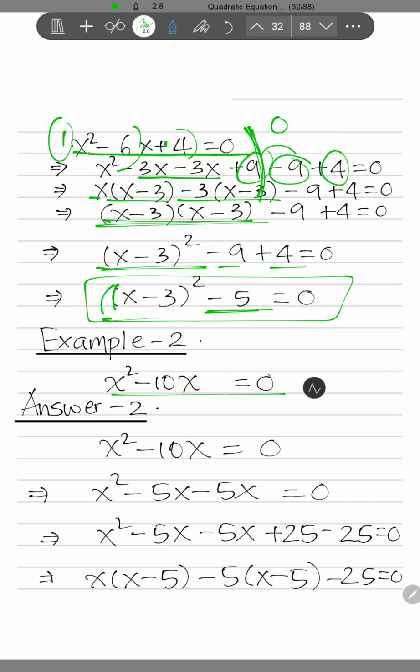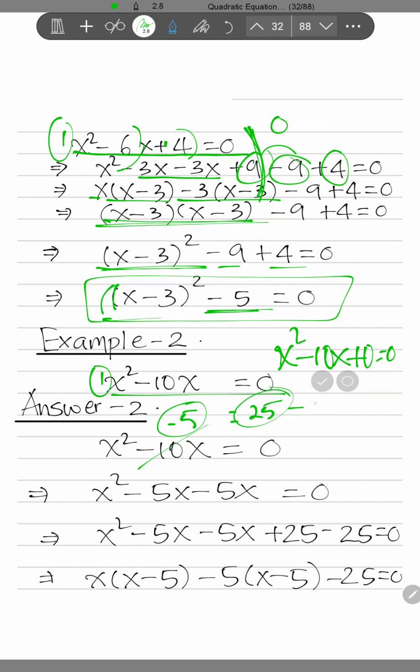X squared minus 10x is equal to 0. Question 1. Is the leading coefficient 1? Yes. Question 2. Is it in the general format of the quadratic equation? Yes, technically yes. Which is x squared minus 10x plus 0 is equal to 0. So what do we do? Can we have half of this middle term, which is minus 5, and the square of it is 25. Keep in mind, now I need to add 25 and subtract the same value from this expression.